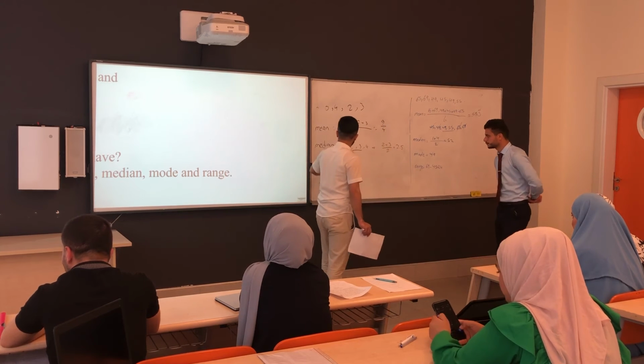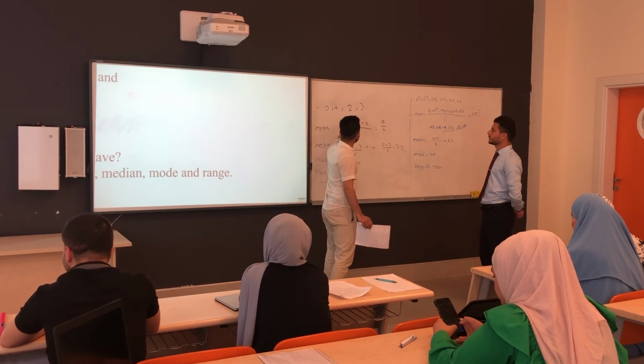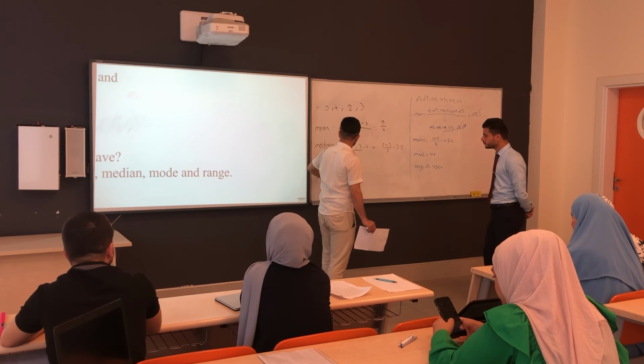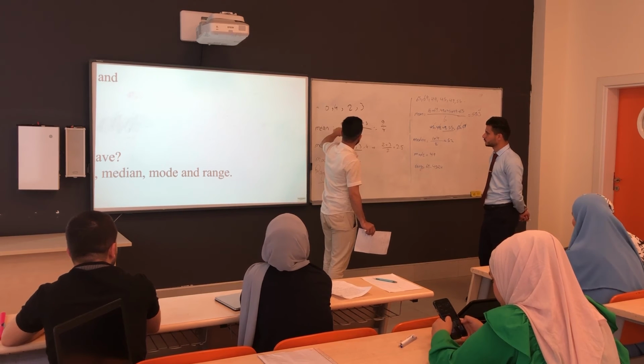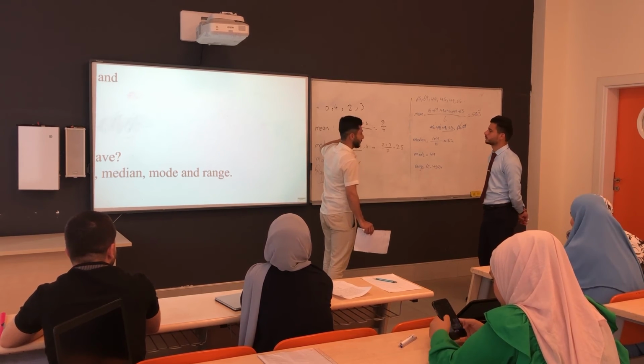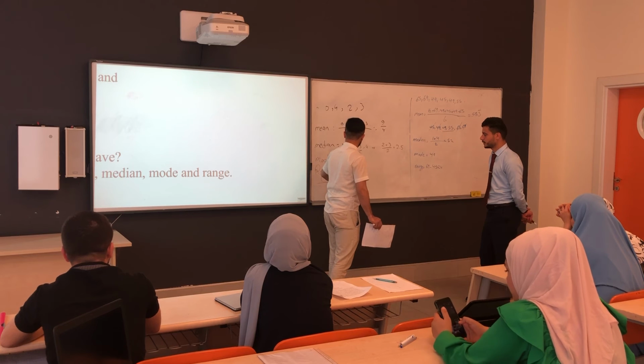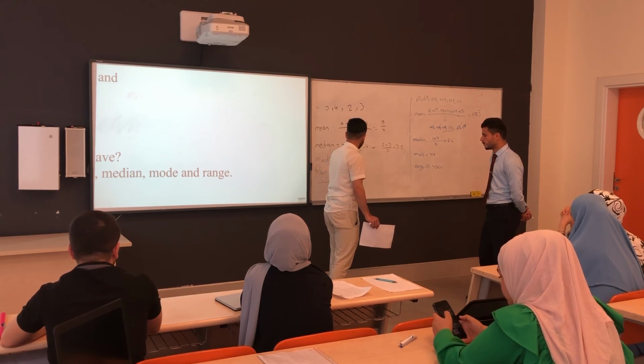Very good. And for the mode, we don't have a repeated number, so we don't have a mode. For the range, we subtract the smallest from the greatest. Very good. 4 minus 0 is equal to 4.